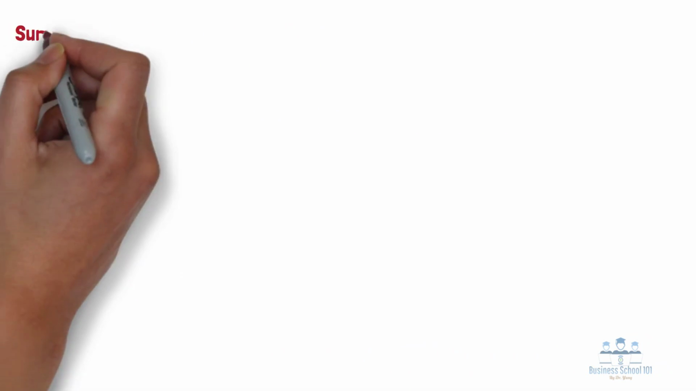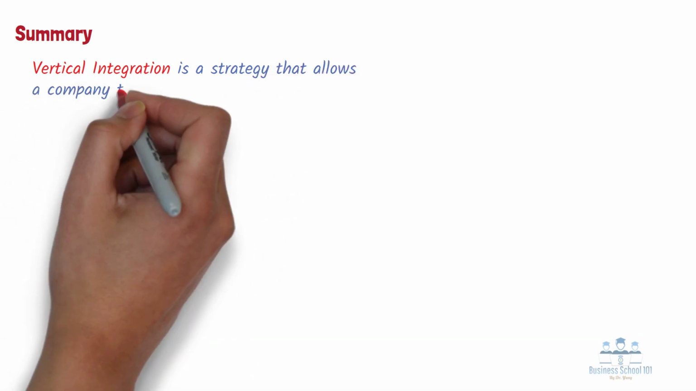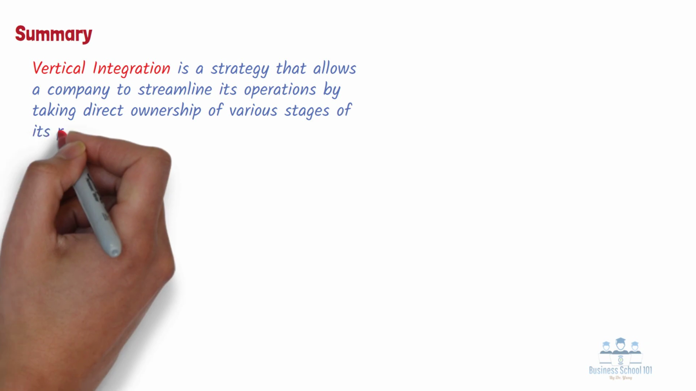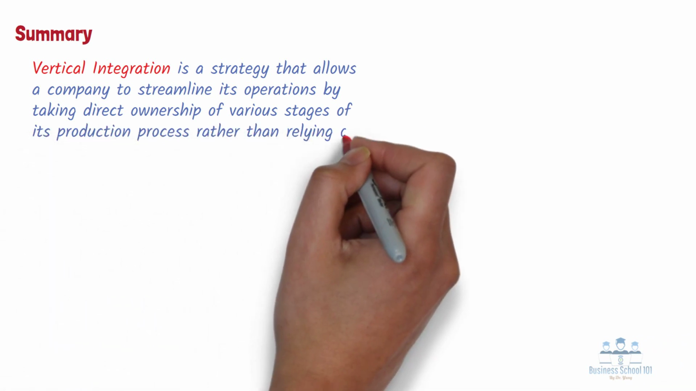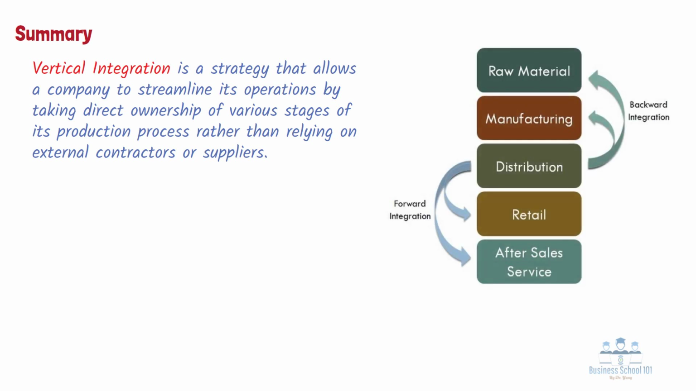Alright, let's do a quick summary. Vertical integration is a strategy that allows a company to streamline its operations by taking direct ownership of various stages of its production processes rather than relying on external contractors and suppliers. There are two major types of vertical integration: backward integration and forward integration.